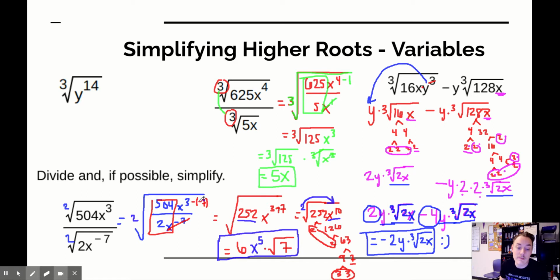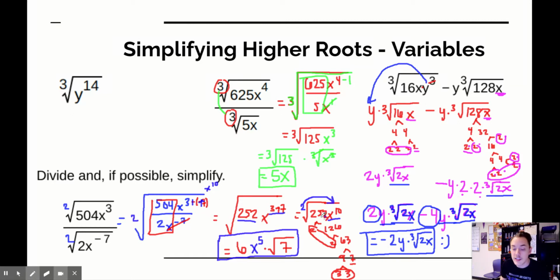And so I take 3 minus the negative 7, which gives me x to the 10th, which of course is what I would have here. So x to the 3 plus 7, because the negatives make it into a positive. 3 plus 7 is 10.